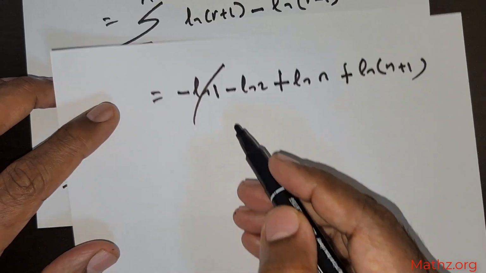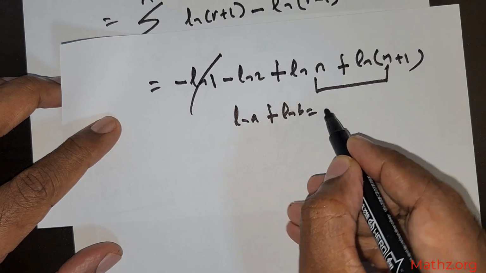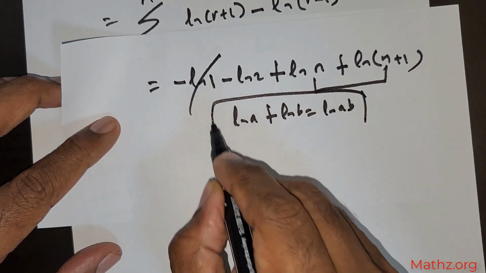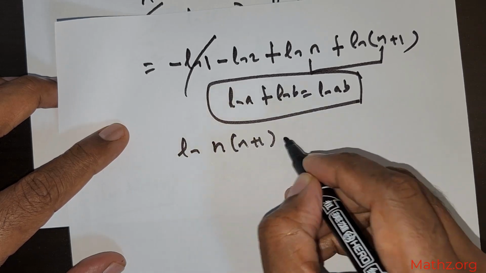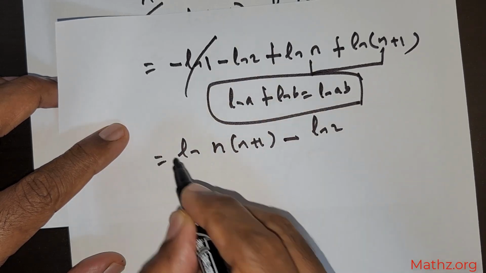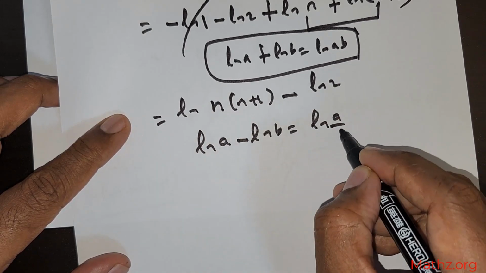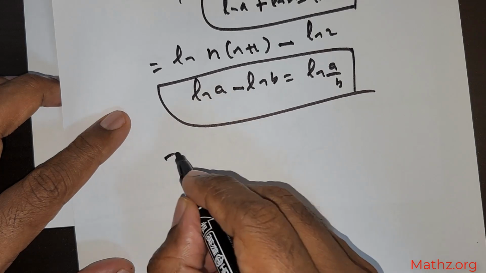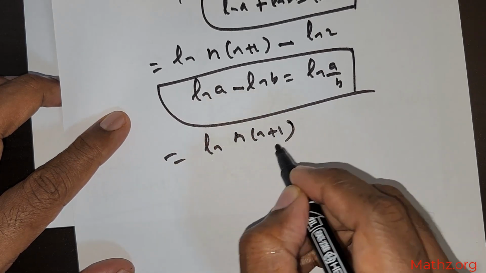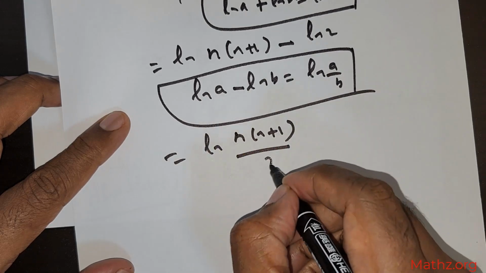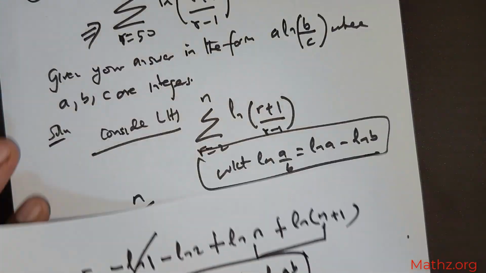Now this is 0, this goes off. We know that ln a plus ln b is ln ab, so this is going to be ln n into n plus 1 followed by ln 2. Now ln a minus ln b is ln of a over b, so this is going to be ln n into n plus 1 divided by 2. Now this is exactly what is required.